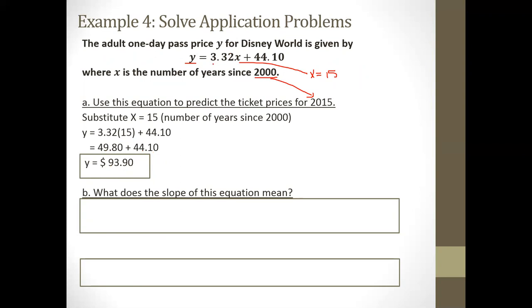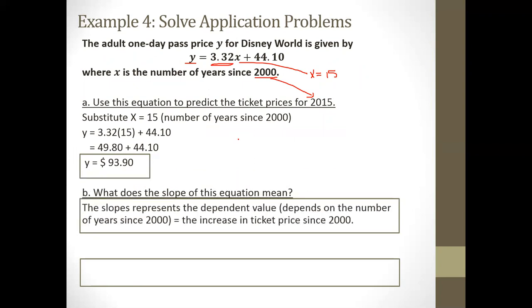Part B, what does the slope of this equation mean? So this number that's in front of x, what does that 3.32 mean? It represents the change per year, the number of years since 2000, and it's going to be the increase in the ticket prices. It goes up by $3.32 per year after 2000. That's an increase because it's a positive number that you're multiplying times x.